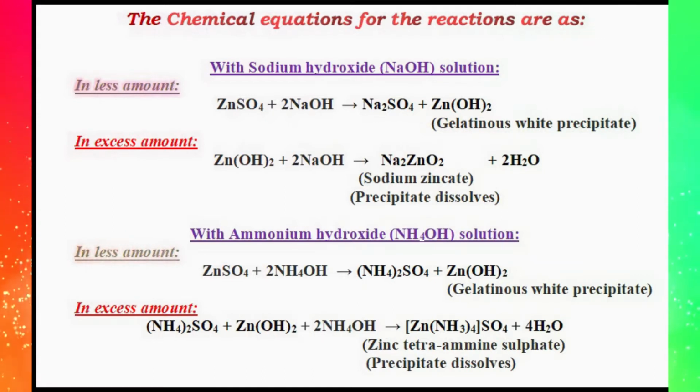The chemical equations for the reactions are: with sodium hydroxide in less amount, ZnSO4 plus 2NaOH gives Na2SO4 plus Zn(OH)2, which is a gelatinous white precipitate. In excess amount, Zn(OH)2 plus 2NaOH gives Na2ZnO2 plus 2H2O. With ammonium hydroxide in less amount, ZnSO4 plus 2NH4OH gives (NH4)2SO4 plus Zn(OH)2, which is again a gelatinous white precipitate, and in excess amount, (NH4)2SO4 plus Zn(OH)2 plus 2NH4OH gives [Zn(NH3)4]SO4 plus 4H2O.